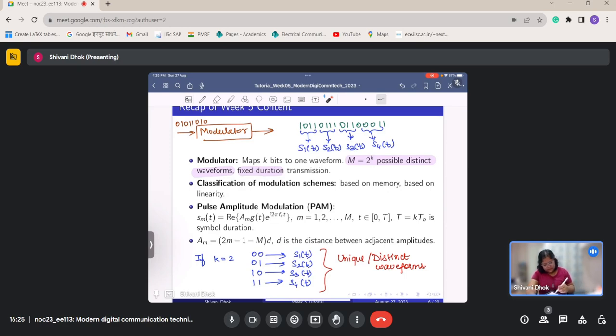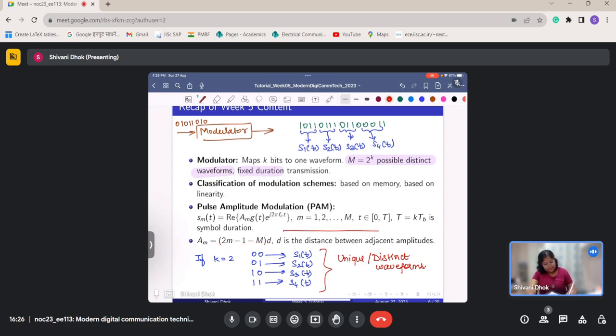Basically, this pulse amplitude modulation, or PAM, is given by this waveform s_m(t). Corresponding to bits, we have these signals s1, s2, s3 till sM. We have s_m(t), which is given by the real part of A_m g(t) e^(j2πf_c t). This A_m is the amplitude level which we are selecting, and it is generally given by (2m - 1 - M) multiplied by d, where d is the distance between two consecutive points.